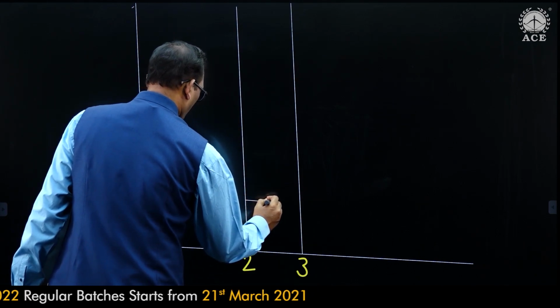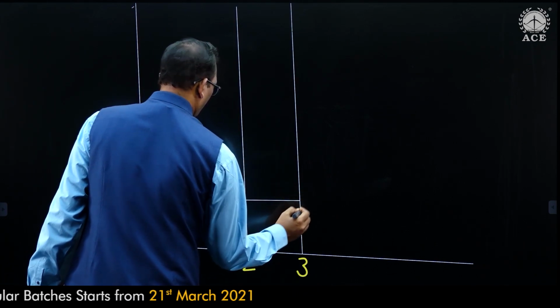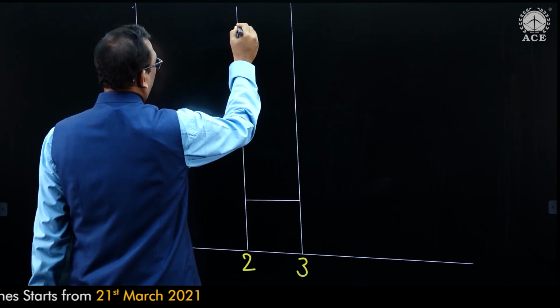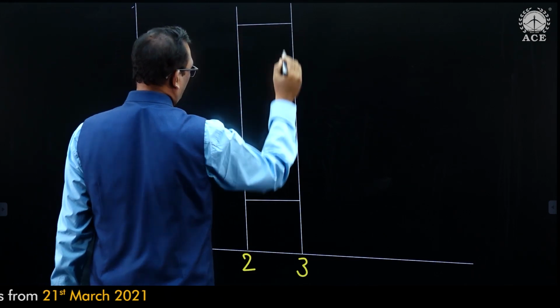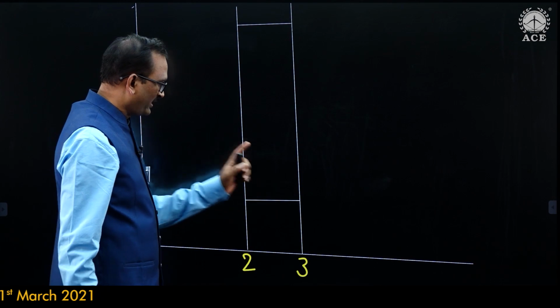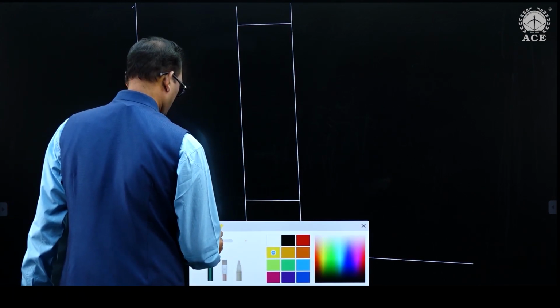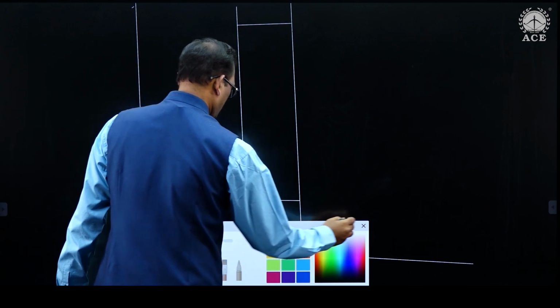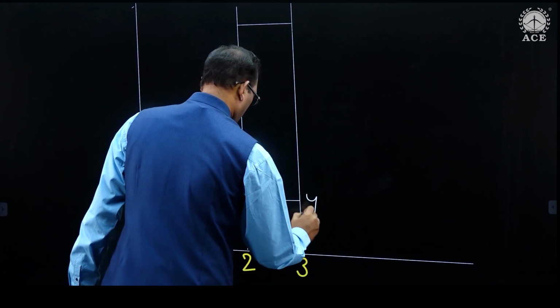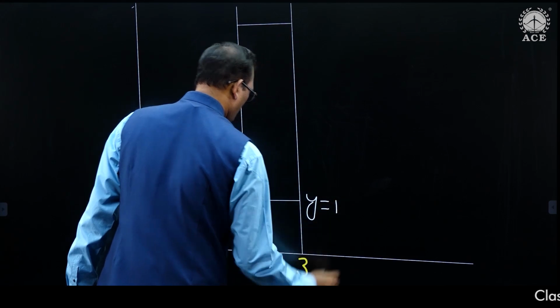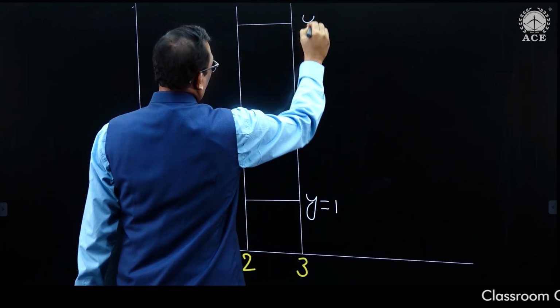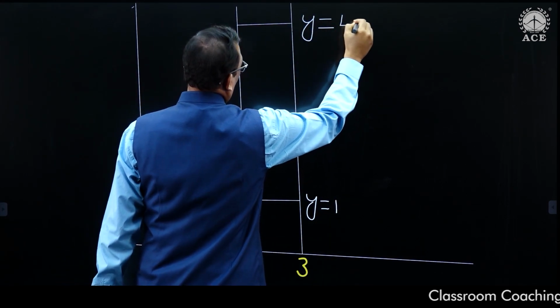Y is uniformly distributed in the interval 1 comma 4. This is the y is equal to 1 line. This is the y is equal to 4 line.